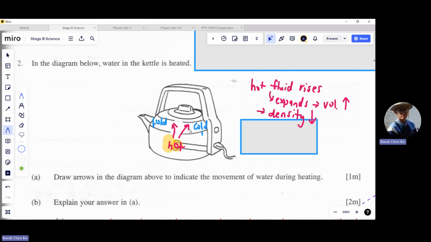Low tide when there's no moon? No, it depends on the position of the moon. Whether there's no moon or when there's full moon, you still have high tide and low tide.